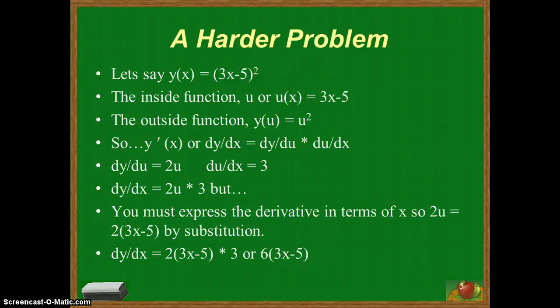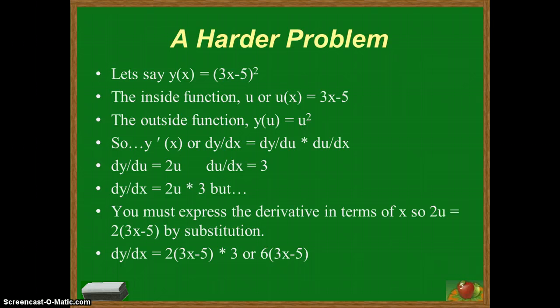Here's a little harder problem. Let's say y of x is equal to the quantity 3x minus 5, squared. In this case, we'll let the inside function be u of x, and it would be equal to 3x minus 5. The outside function, y of u, would simply be u squared if u is equal to 3x minus 5. So y prime of x, or dy with respect to x, would equal the derivative of y with respect to u, that would be the derivative of the outside function, times the derivative of u with respect to x, the derivative of the inside function.